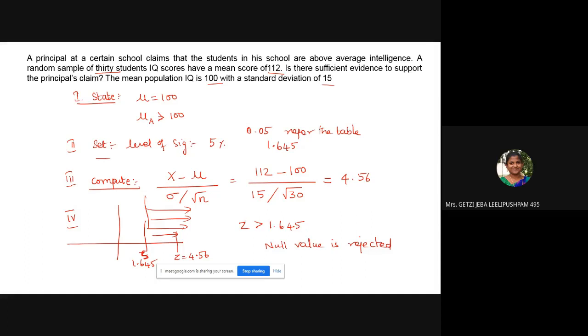So can we support the principal? The principal claims that it's above average, so that is greater than 100. So it is not 100. It is of course greater than 100. This is rejected. It is not equal to 100, it is greater than 100. So the principal's claim can be accepted. So this is an example problem for hypothesis testing.